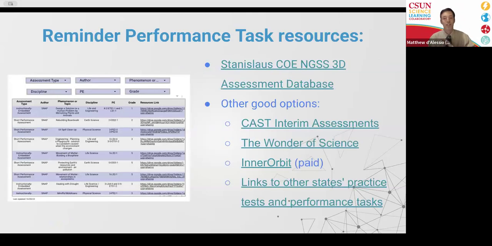If you go to the next slide, we showed this one already, but there are so many good resources out there now. When we started doing these workshops about the CAST, there were not very many, and we had to talk a lot about how to make your own. But before you spend too much time making your own, do look at these great tasks that are available on the Stanford database. Look at the interim assessments like we talked about in a previous session. Wonder of Science has a few good ones, and is building more. InterOrbit is a paid site that's really nice, and there are some links to other states' practice tests. We showed that once before. Those are all places you should go if you are trying to find great assessments out there.